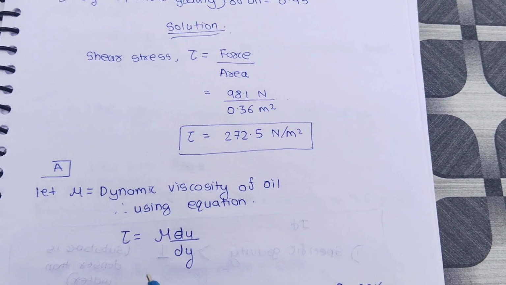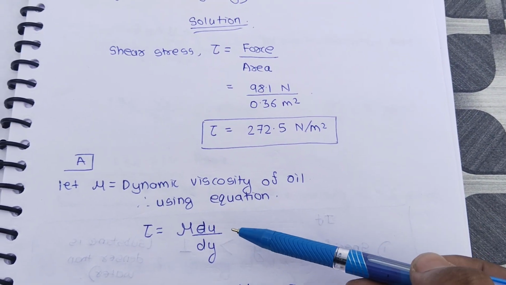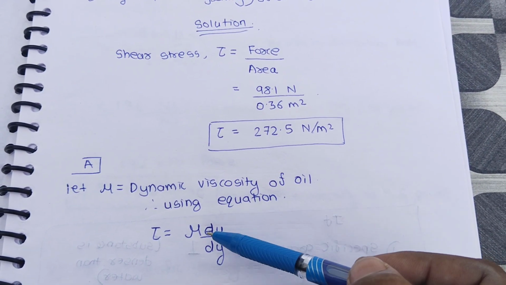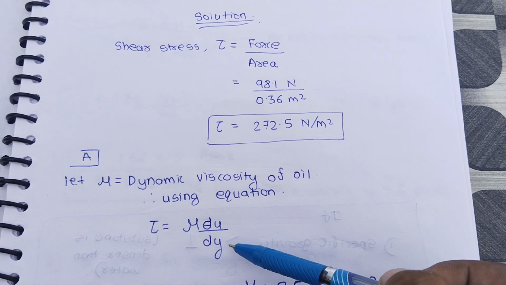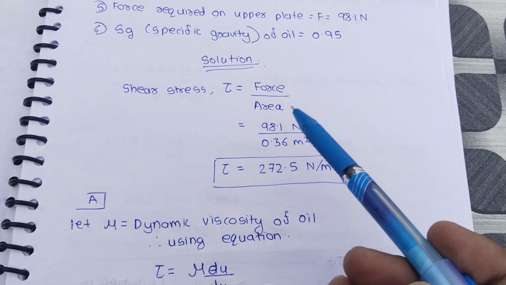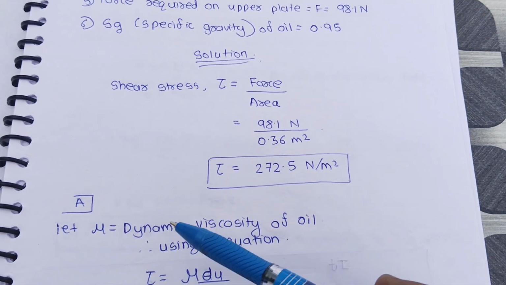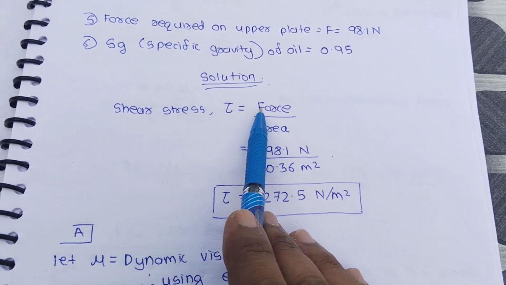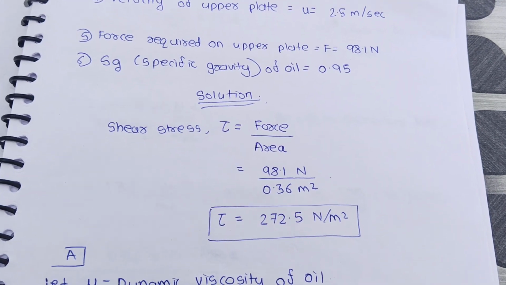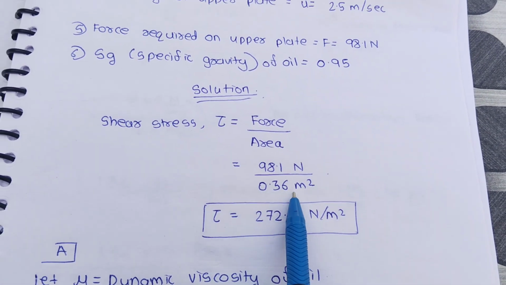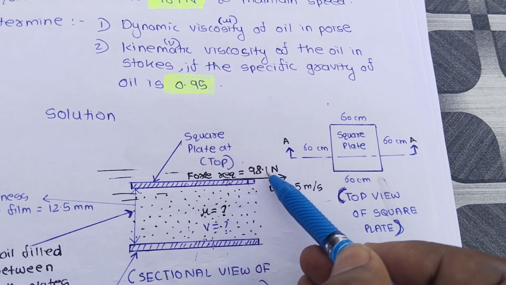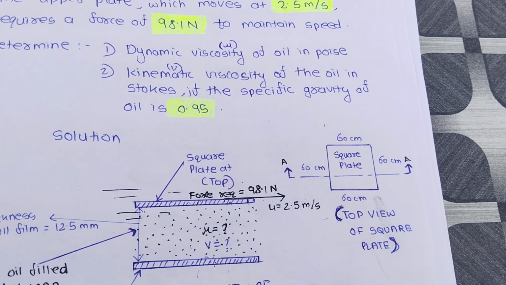So solution. Our regular equation we are using to calculate the numericals of the fluid is tau is equal to mu du by dy, but here the tau value is not given, and the area is given, so from area we have to find the tau, shear stress. So tau is equal to force upon area, force is equal to 98.1 Newton, which is given in the diagram, and area is 0.36 meter square. This is the force required, 98.1, and the area of the square plate.